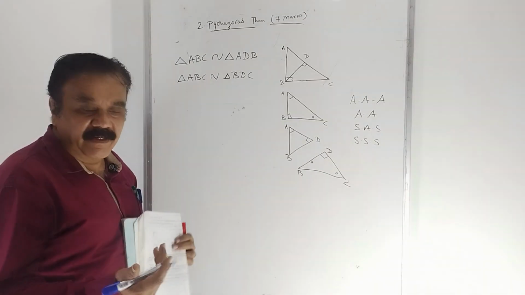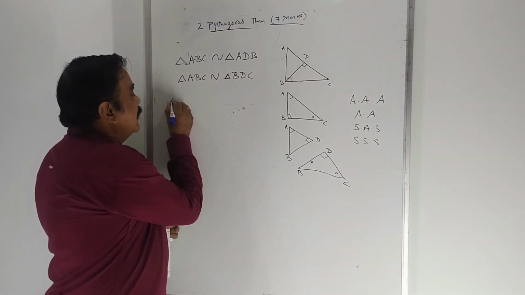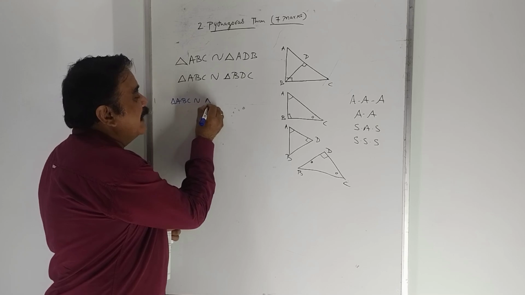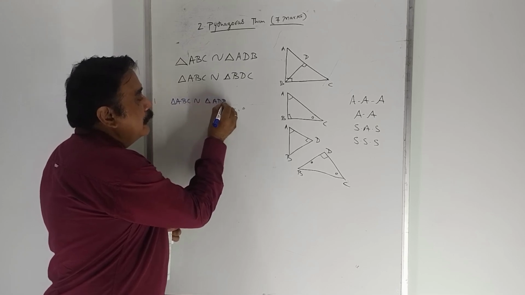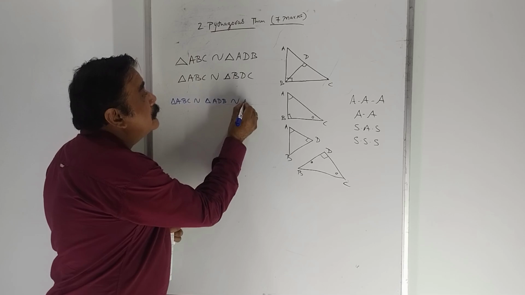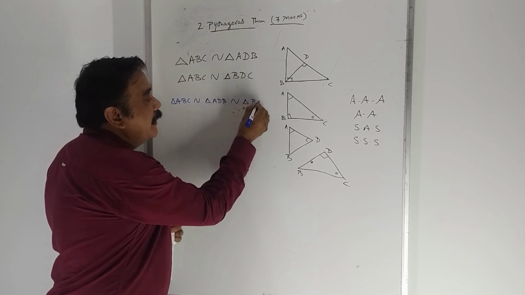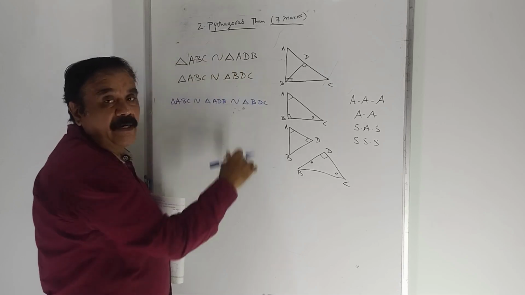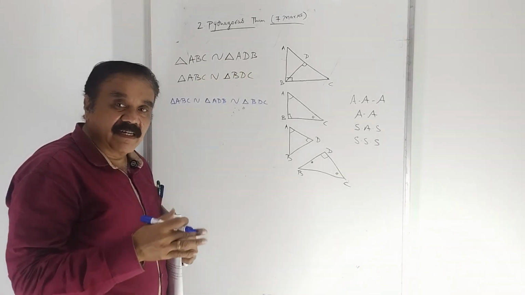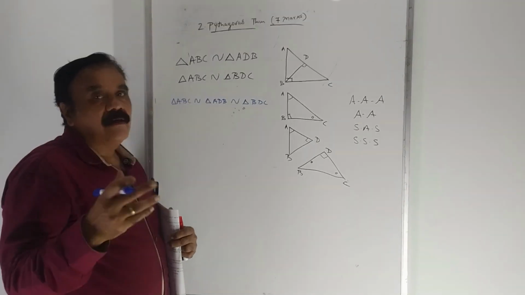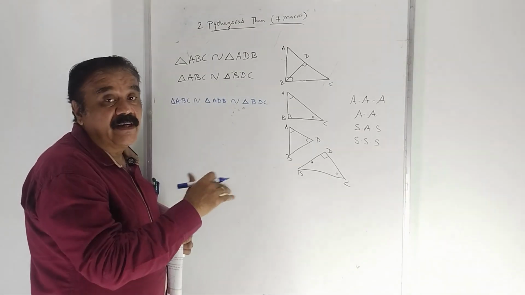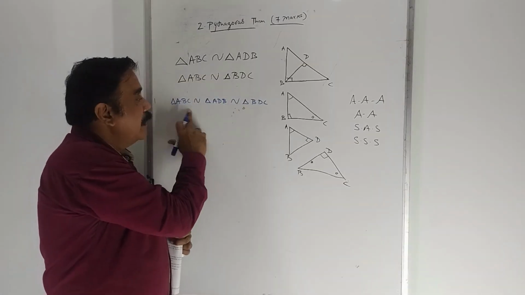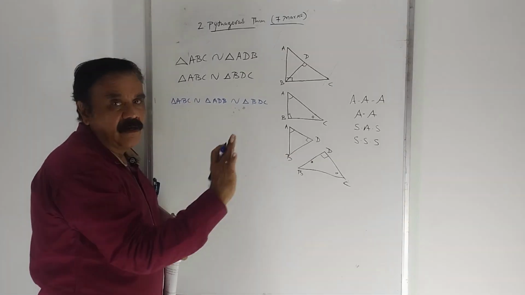Now see here children, what we have got: triangle ABC is similar to triangle ADB, and also triangle ABC is similar to triangle BDC. So what do you conclude? That triangle ABC is similar to triangle ADB and similar to triangle BDC. This is what you get. What do you call this property? Transitivity, which you have studied in 9th standard, and even in similarity you have studied transitivity and reflexivity. Now I got this one. The first part is proved.